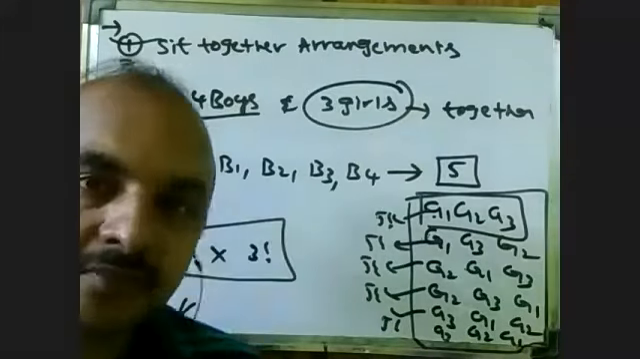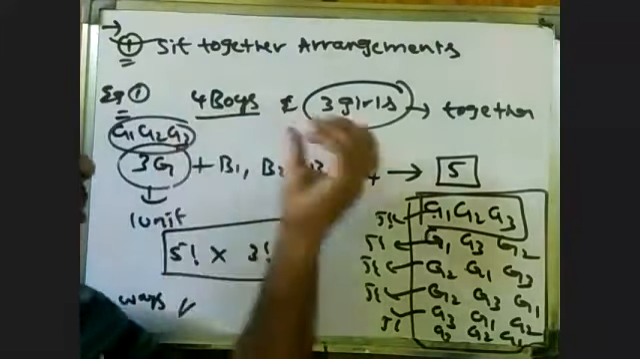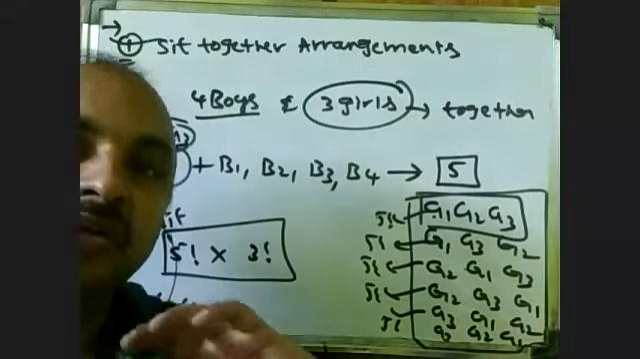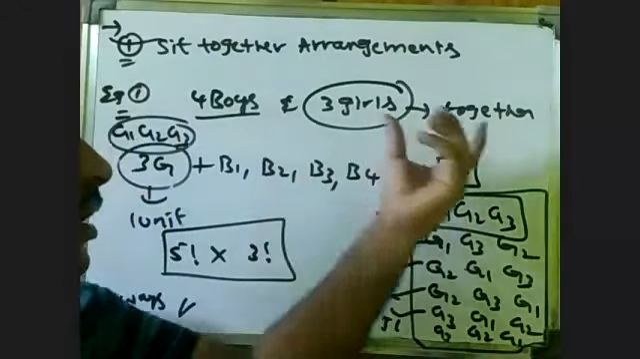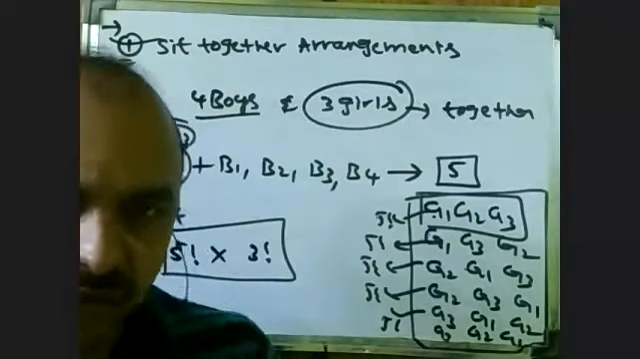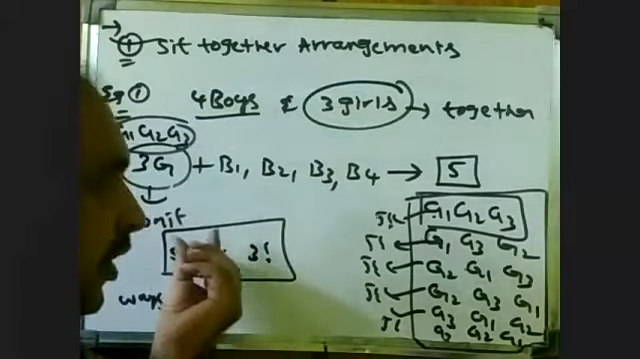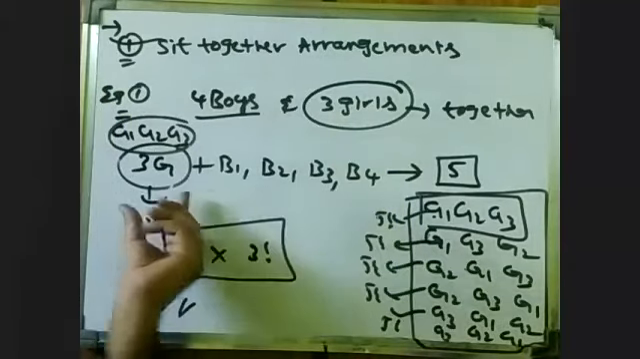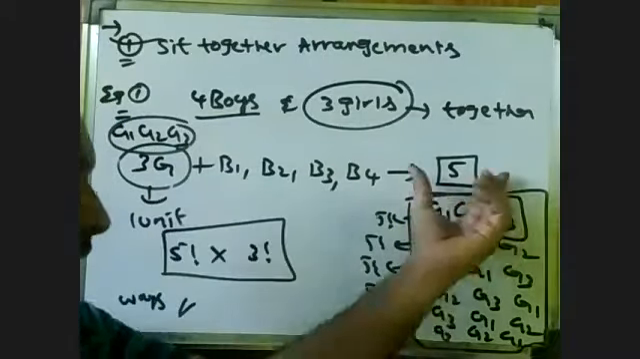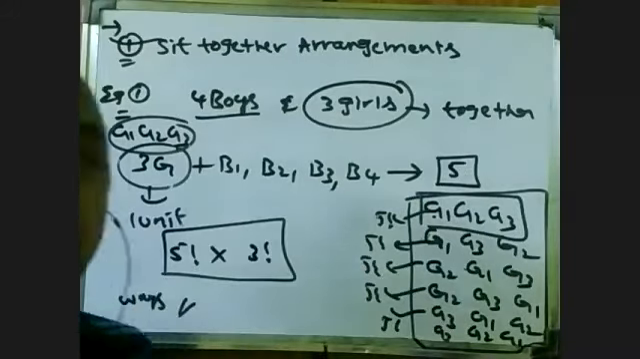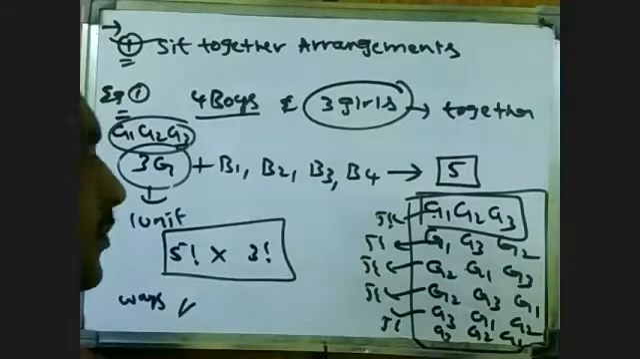Now, there are 4 boys and 3 girls. I want to arrange in such a way that all girls are together. Girls all should be together. You consider these 3 girls as 1 unit. These 3 girls together we consider as 1 unit. These are 4 boys. 4 boys plus 1 unit of girls, total 5. They can be arranged in how many ways? 5 factorial ways.